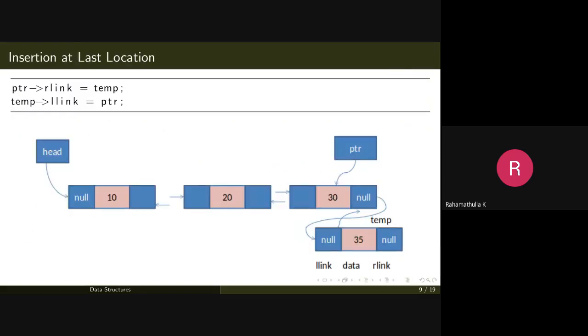Inserting an element at the last position. So for inserting the element at the last position, actually you need to traverse through the entire list. So you'll be starting from the head pointer. You will traverse through this list till you reach the last node.